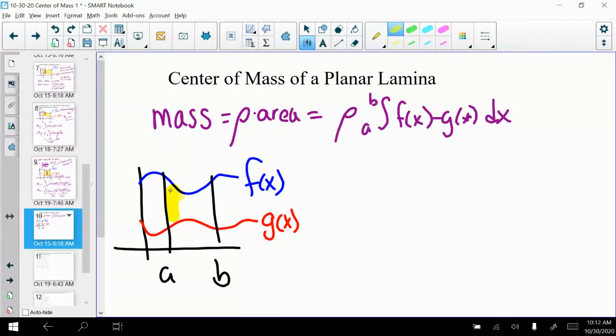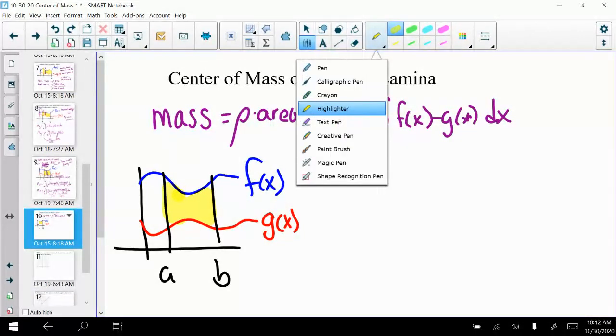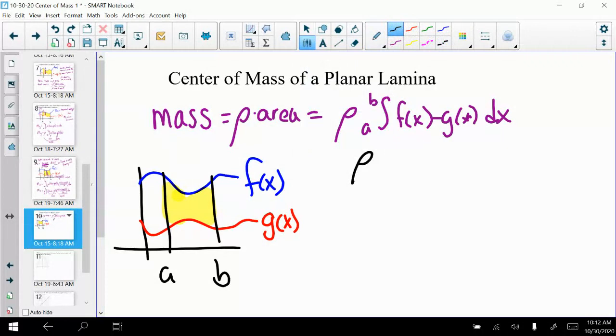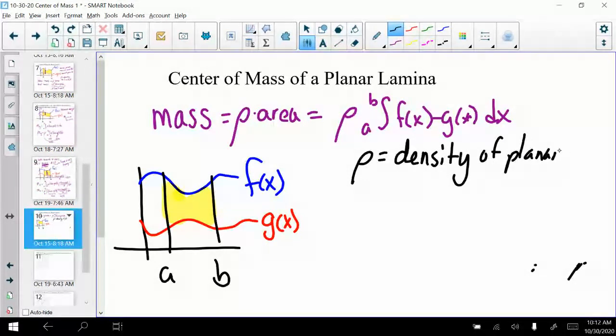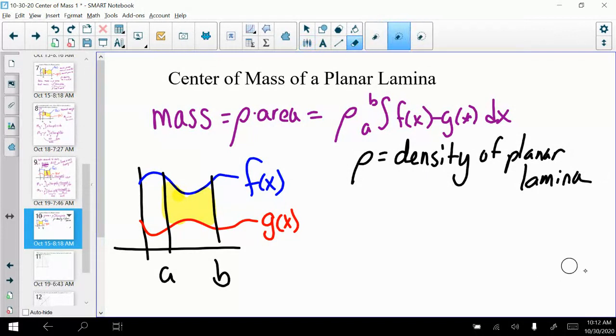Here is the area we're looking at. Okay. And then I wanted to write one more thing. I wanted to write that rho is the density of our planar lamina. Okay, so that's our total mass, right?